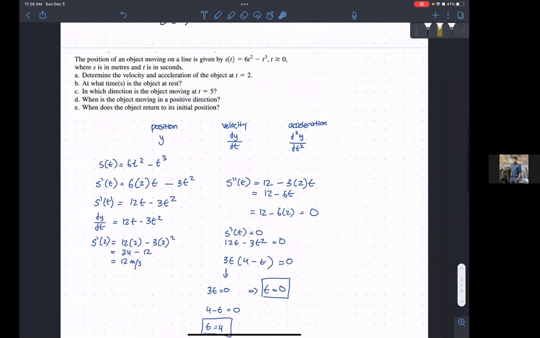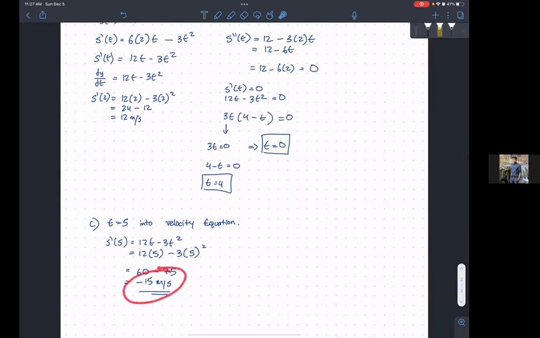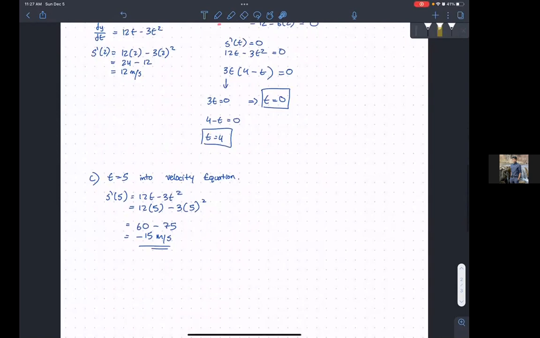Usually it has to go through zero to change direction, right? So from zero to four, it looks like it was in the positive direction, because when we looked at t equals two, it's positive. So that means it's getting lower and lower, getting closer to zero as t approaches four. And then past t equals four, we get a negative velocity. So we could say that between t equals zero and four, the velocity was positive.